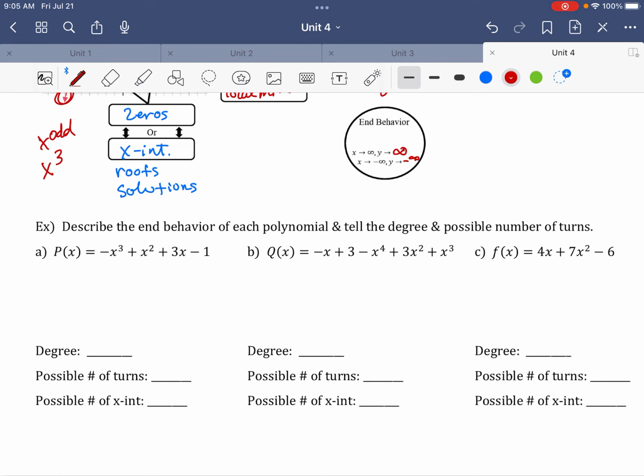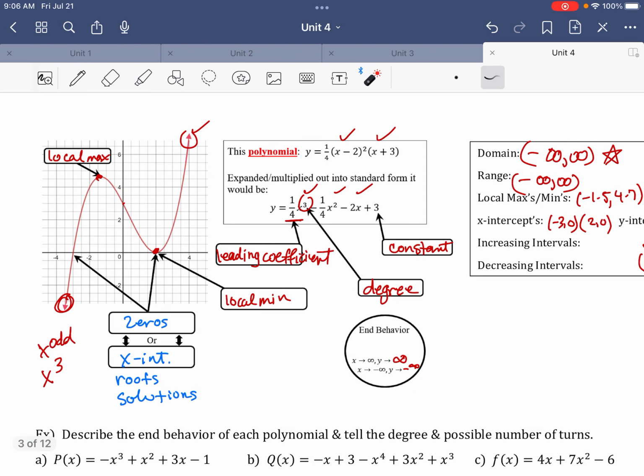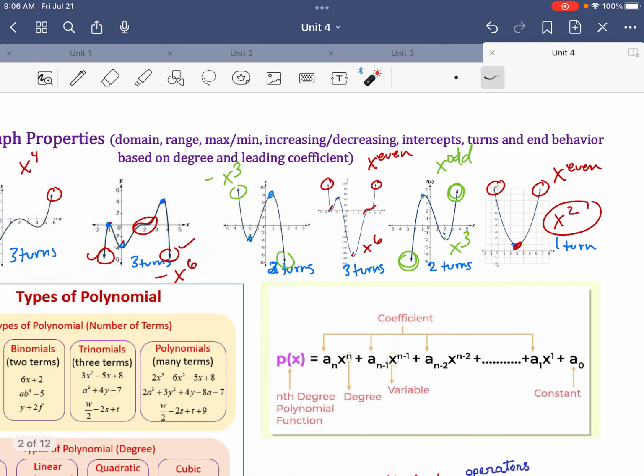So this first one is, so degree. The degree is 3. The number of turns is 1 less than the degree, so 2. Now, the number of x-intercepts. When your highest power is 3, that means you can possibly have 3 x-intercepts, because there are 3 solutions to this problem. They might not all be real, so there might be some imaginary solutions.